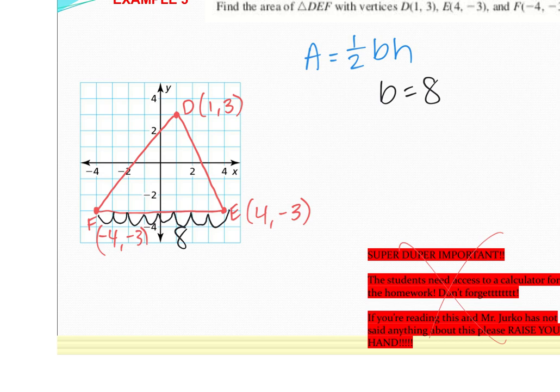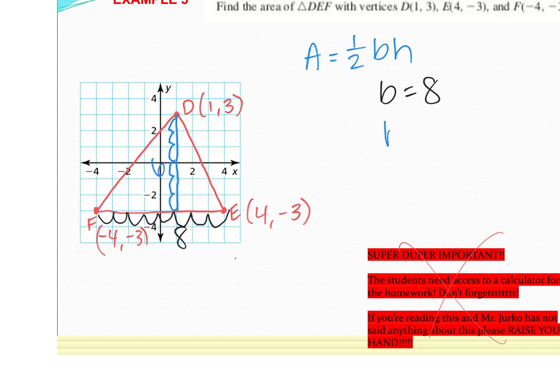What is my height? Start from which letter? Very good. Start from the top and go down to what? The base. Do you guys see how we've created a straight line? What can we do with straight lines to find their length? Count it. So it's 1, 2, 3, 4, 5, 6. Do you guys agree that my height is 6?